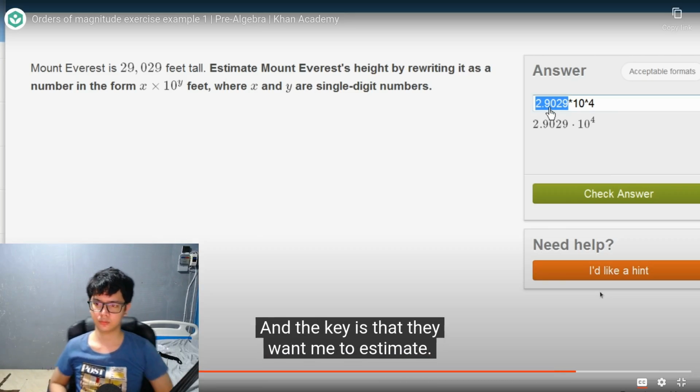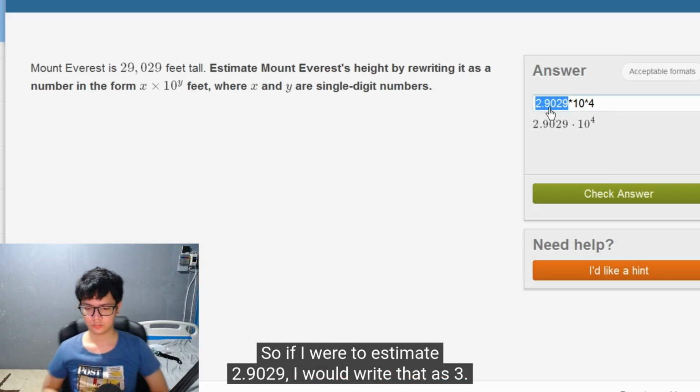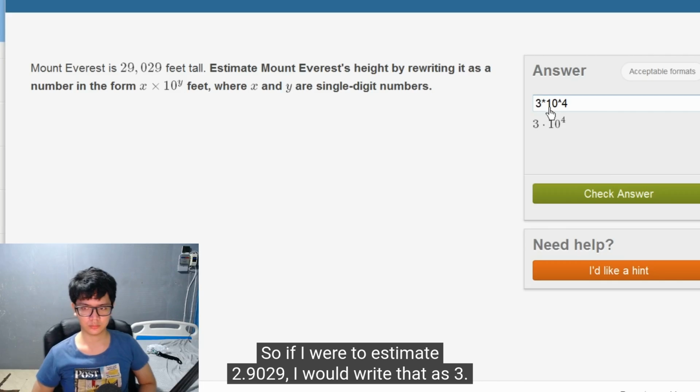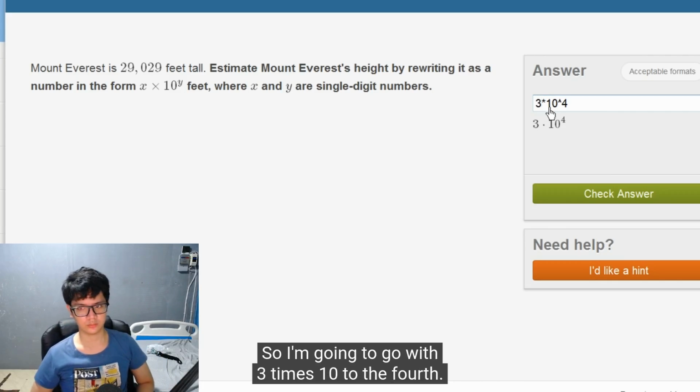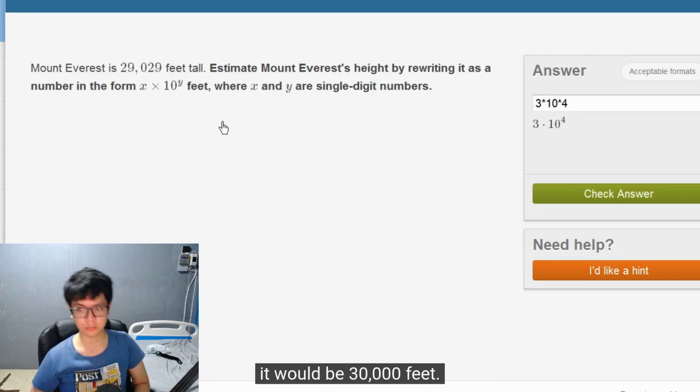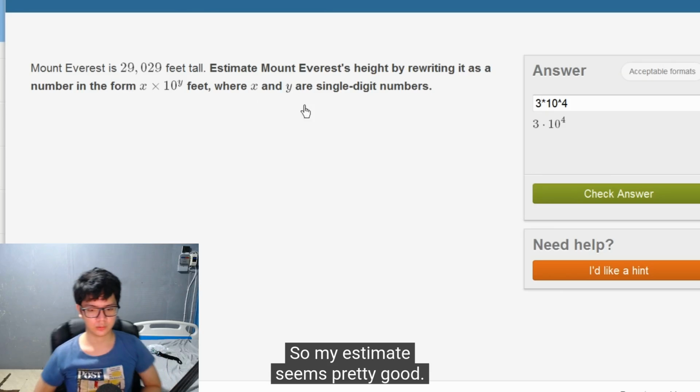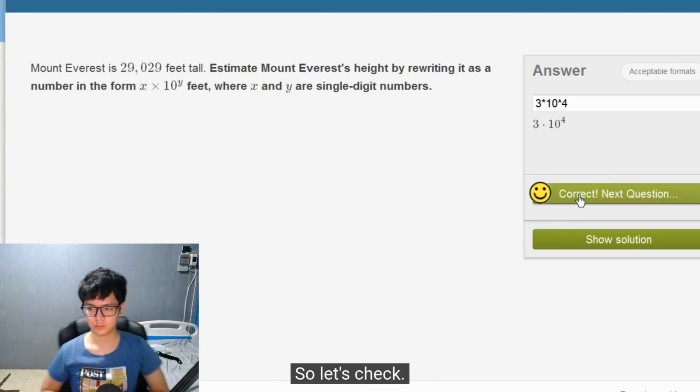And the key is they want me to estimate. So if I were to estimate 2.9029, I would write that as 3. So I'm going to go with 3 times 10 to the 4th. If I were to expand out 3 times 10 to the 4th, it would be 30,000 feet. So my estimate seems pretty good. So let's check. There we go.